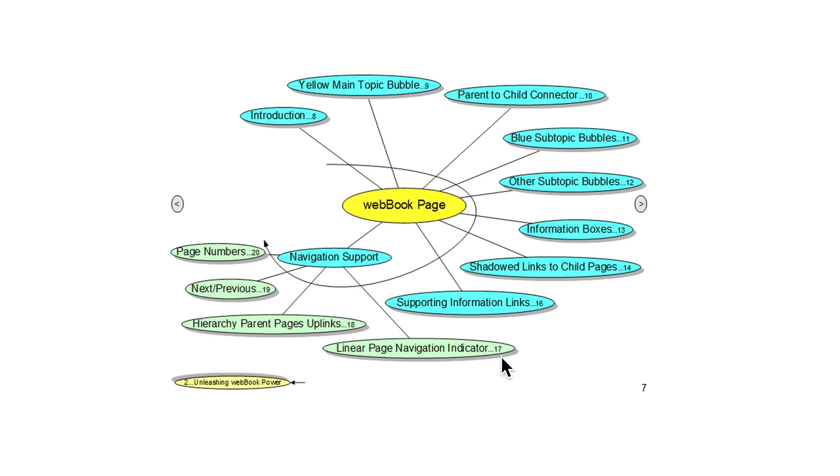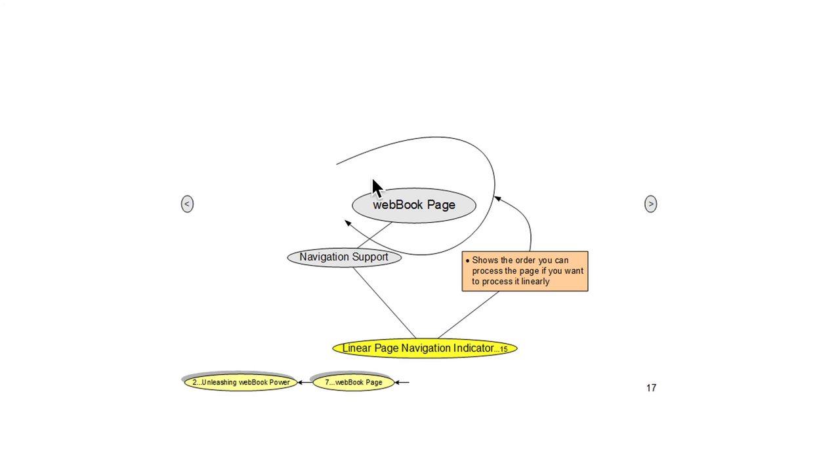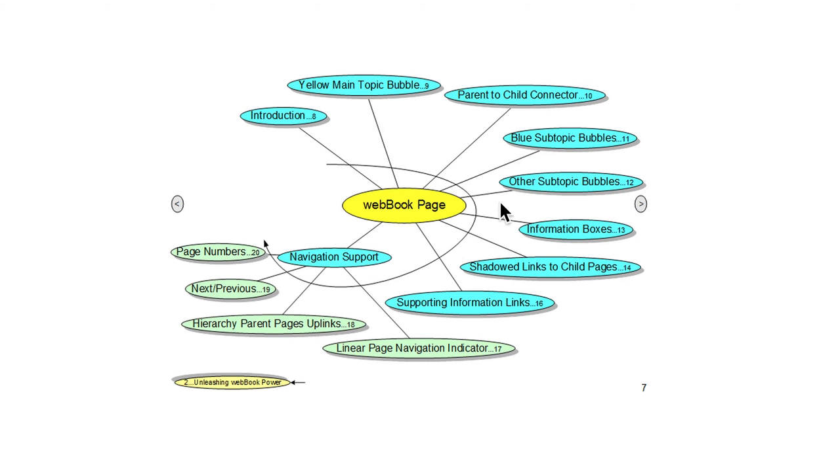But let's look now at navigation support. The first element of navigation support is this swooping arrow that you see around. This shows the order in which you should process the page. If you really want to process the page linearly, and we've been talking about linear and nonlinear navigation, this gives you a comfortable way to access the page linearly. That's what that arrow is all about.